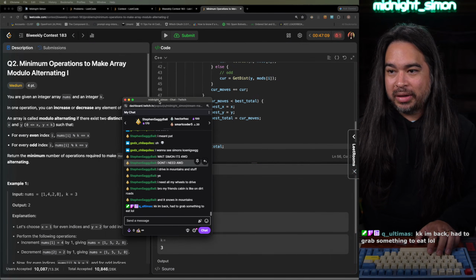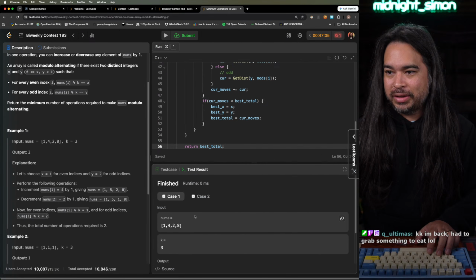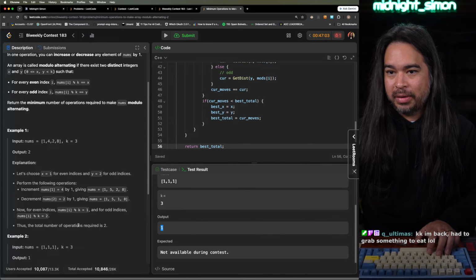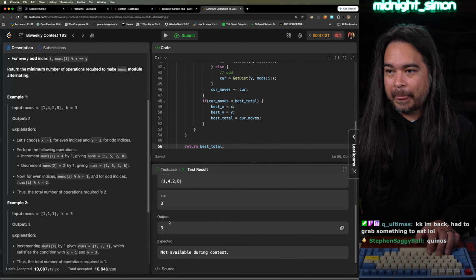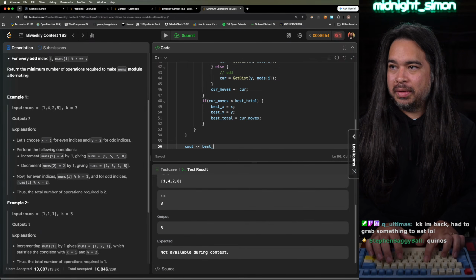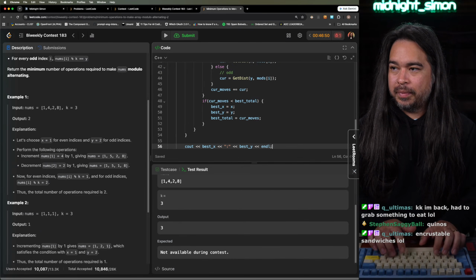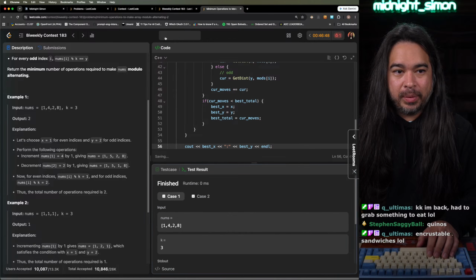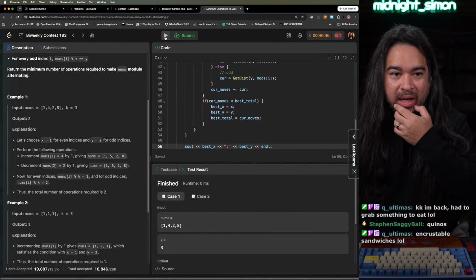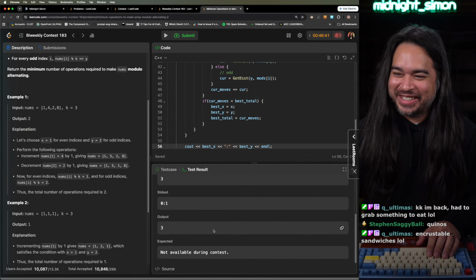Q, welcome back. Had to grab something to eat. What'd you get? Oh, geez. My thing is wrong already. It's saying 3. Is it because it's off by 1? Encrustables? I got some of those.